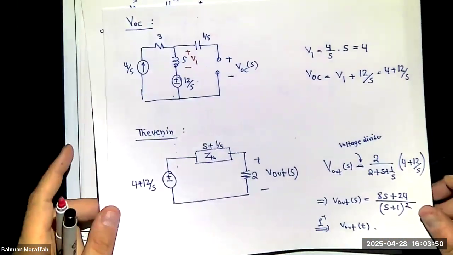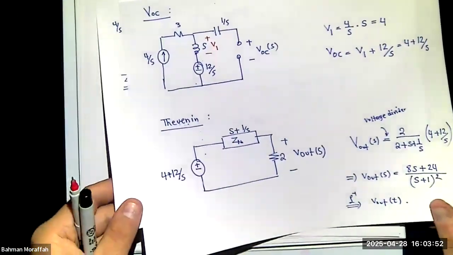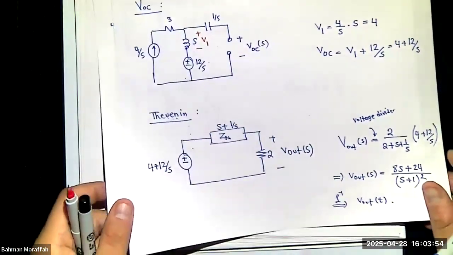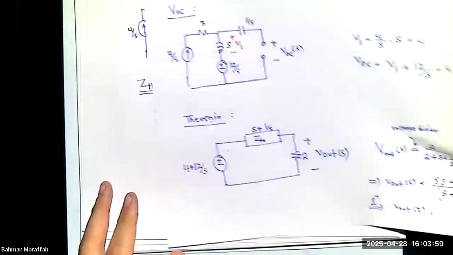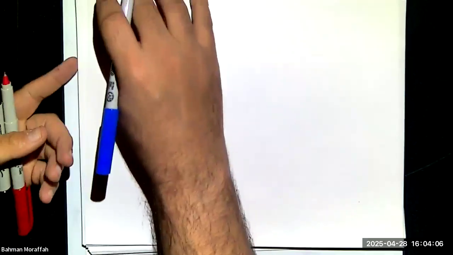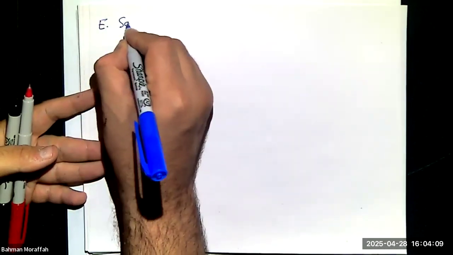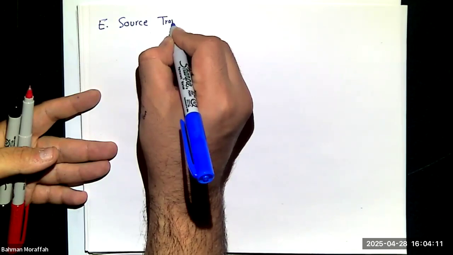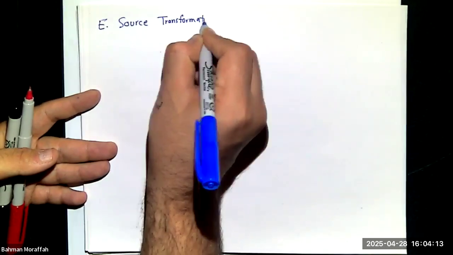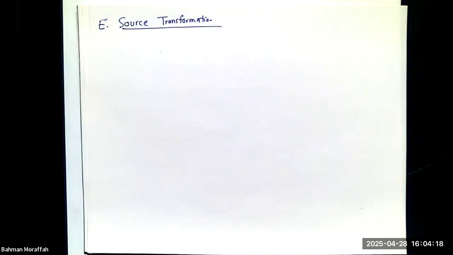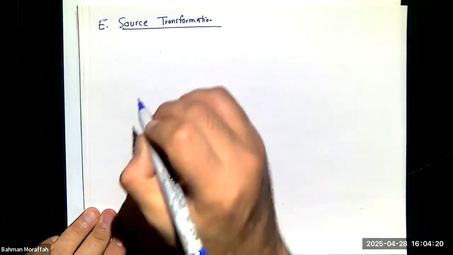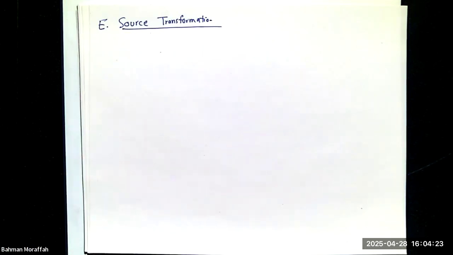Let's do source transformation. We can do source transformation, right? Can we? Yeah, whatever we could do with the resistive circuit, we can do over here as well. So let's do source transformation. What is source transformation? Tell me. What does it tell me?